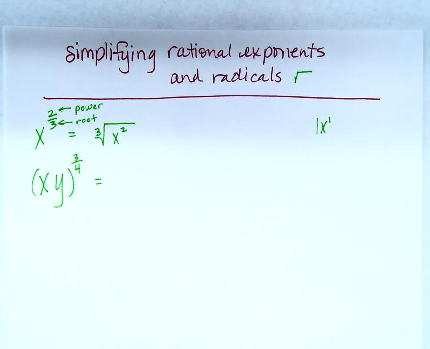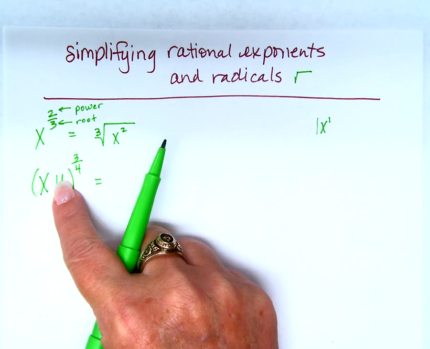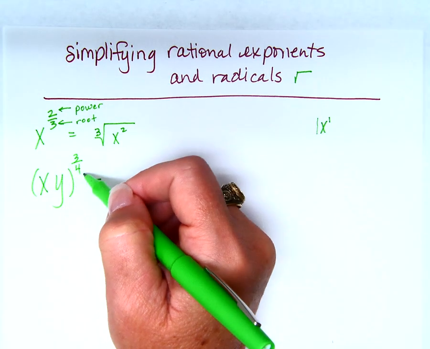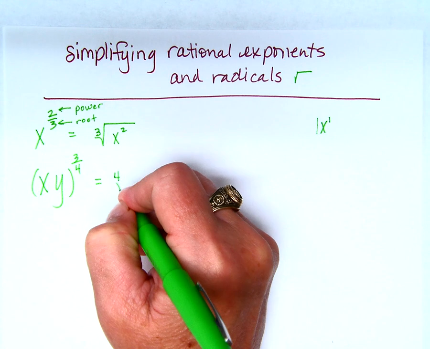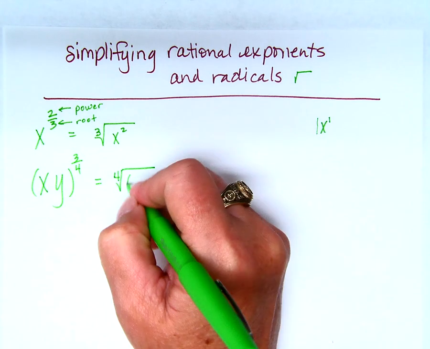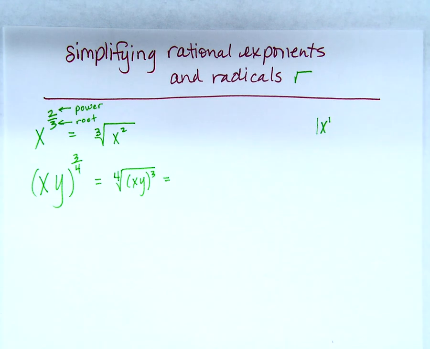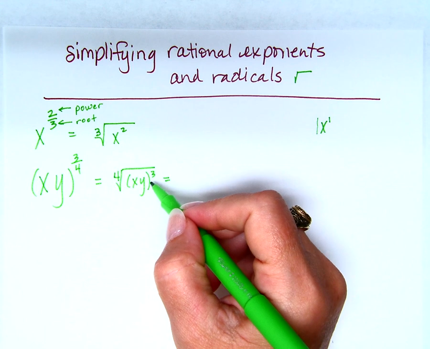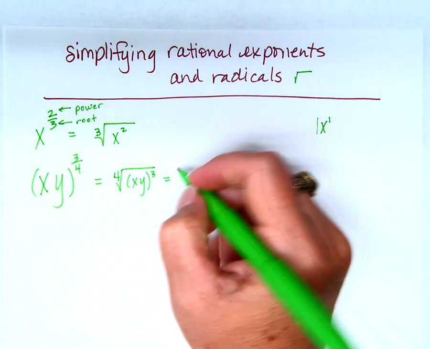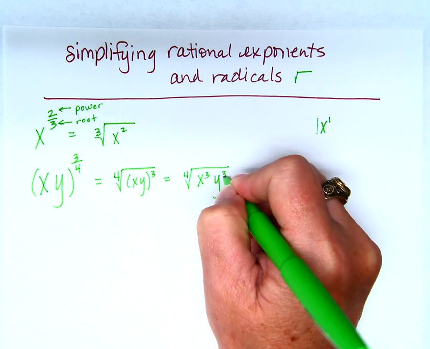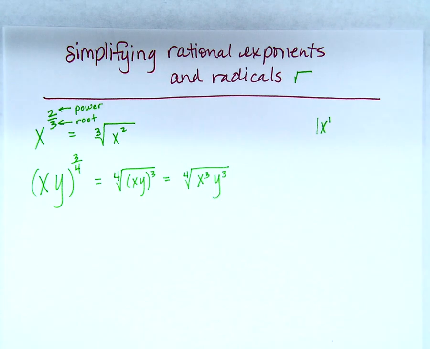If I've asked for exponential form, I need to distribute that inside, don't I? If I'm asked for radical form, what I need to take is what kind of root? The 4th root of xy to the 3rd. Now, even though it's in radical form, I still want it all the way simplified, don't I? Tell me what's being raised to the 3rd power. X and y, right? So the 4th root of x cubed, y cubed. Any questions about that?